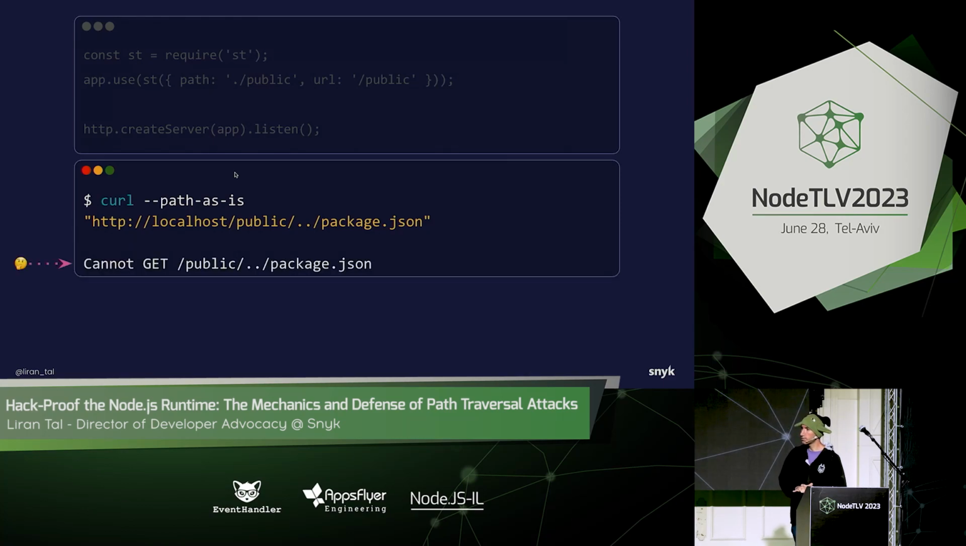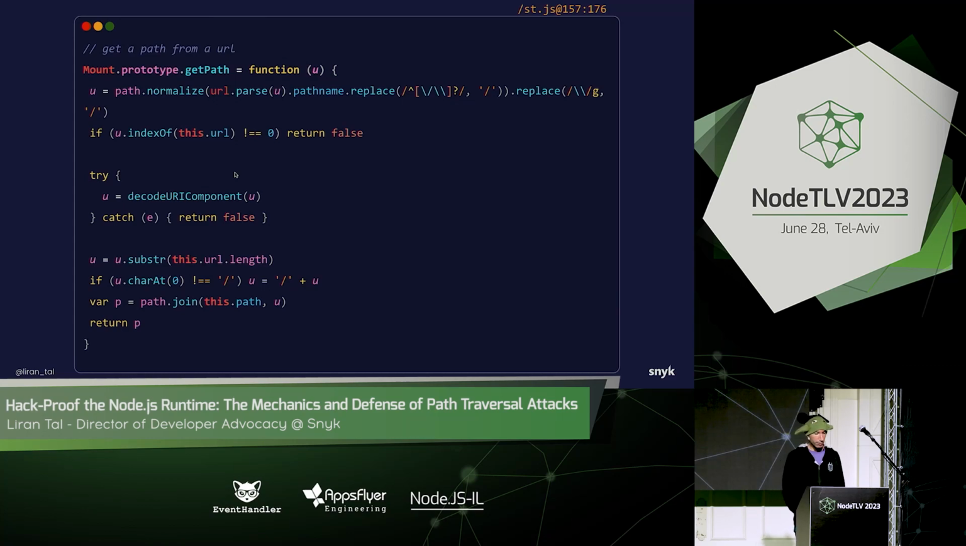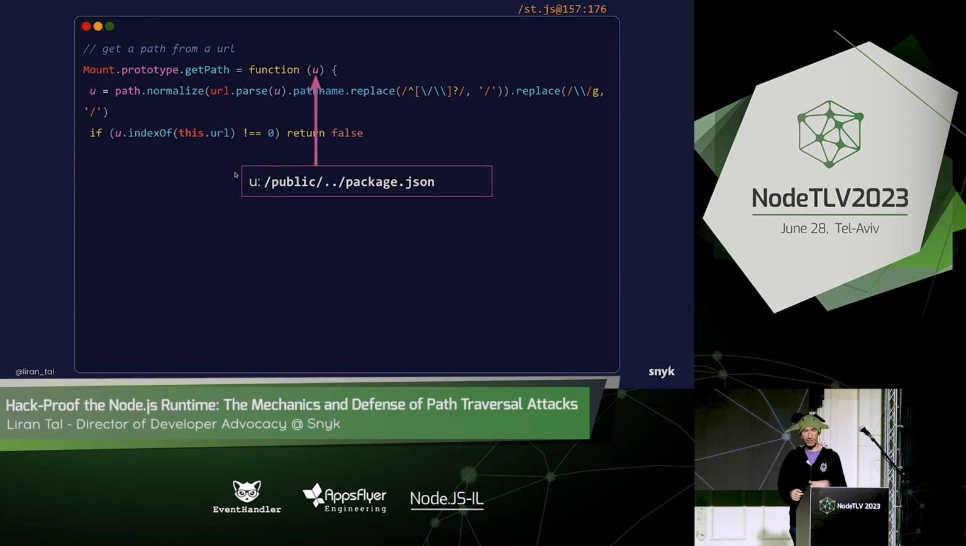Maybe it doesn't work. Why doesn't it work? Now it's interesting. Let's dive in and debug a bit of how the ST module actually works. So here's real code. We're going to act like a debugger here and dive into one of those functions that handles this input. It has this get path function that it exports outside to the Express middleware, and as part of its logic, it gets this U variable, which is our URL.